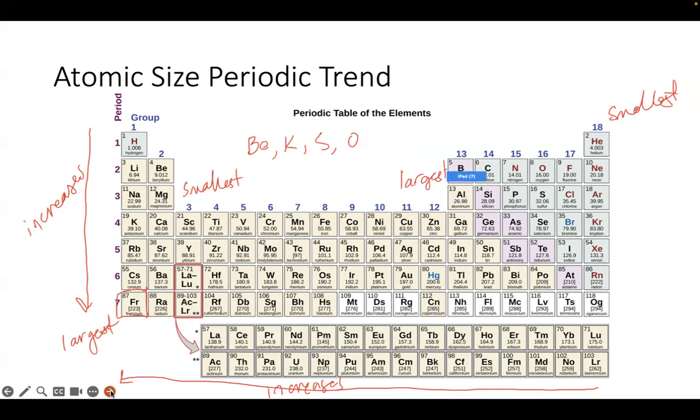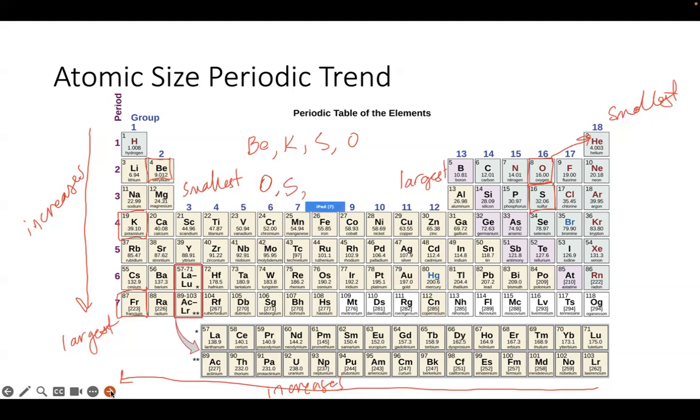So we have oxygen here, sulfur, beryllium, and potassium. So the smallest is going to be the one that's closest to this top corner. So that's going to be oxygen. And then only slightly larger is going to be sulfur.